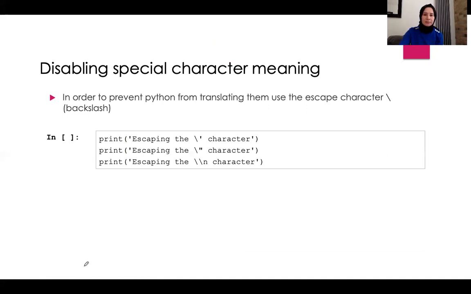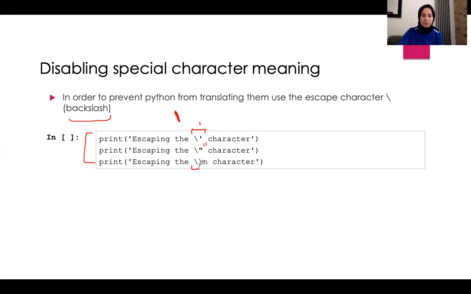Now, disabling special character meaning. Sometimes, guys, you just want to disable this special character, in order to prevent Python from translating them using the escape character, the backslash character. So for example, let's look at this example here. We have escaping the backslash single quote, so this will work fine. It will print the single quote inside the text. This one will print a double quote inside the text.